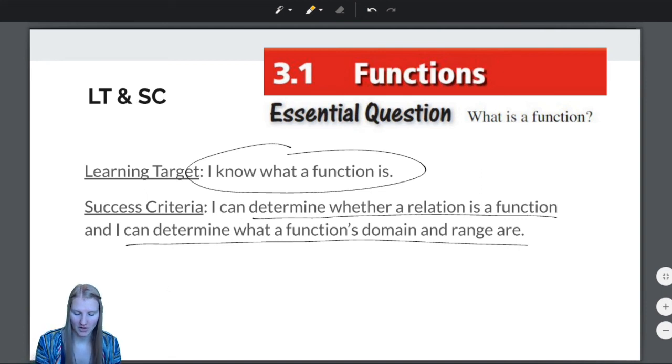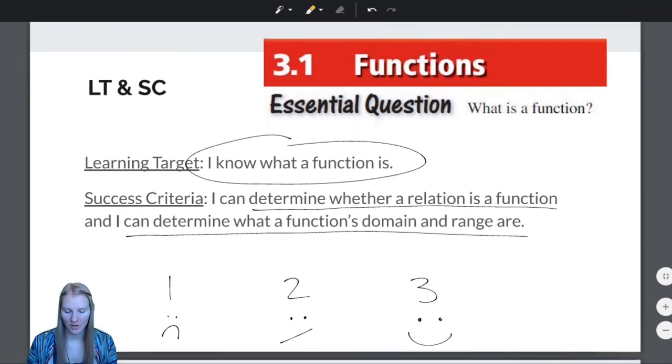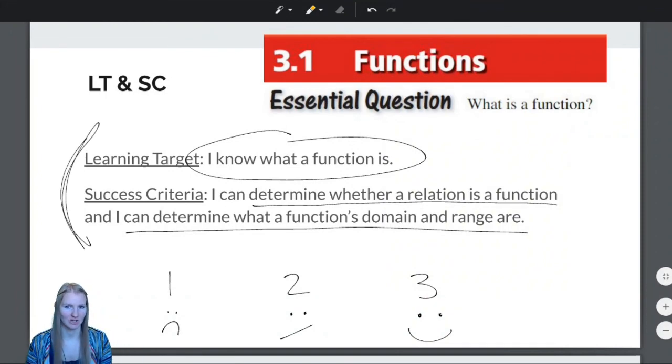Rate yourself on a scale of 1 to 3, where 1 is, I have no idea what's going on, 2 is, I don't know, and 3 is, yes, I understand it perfectly and I will ace my homework. Rate yourself. How well do you understand the learning target and success criteria?